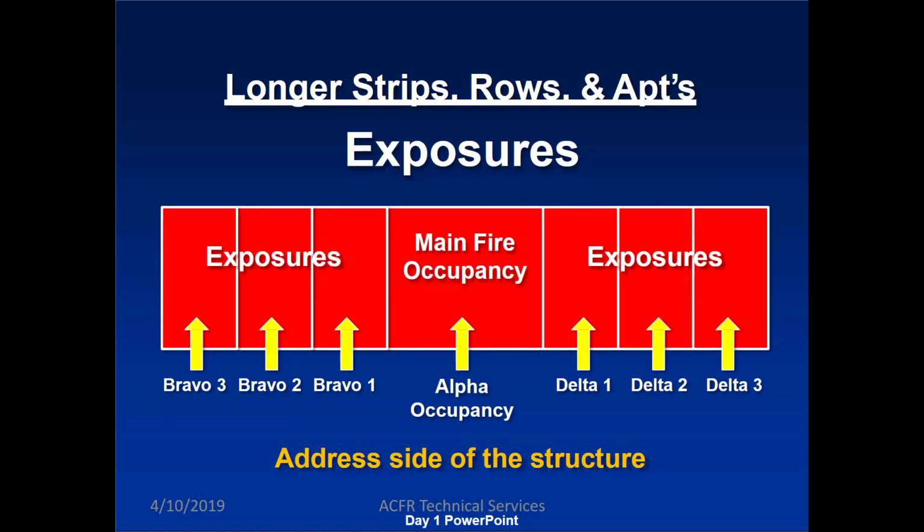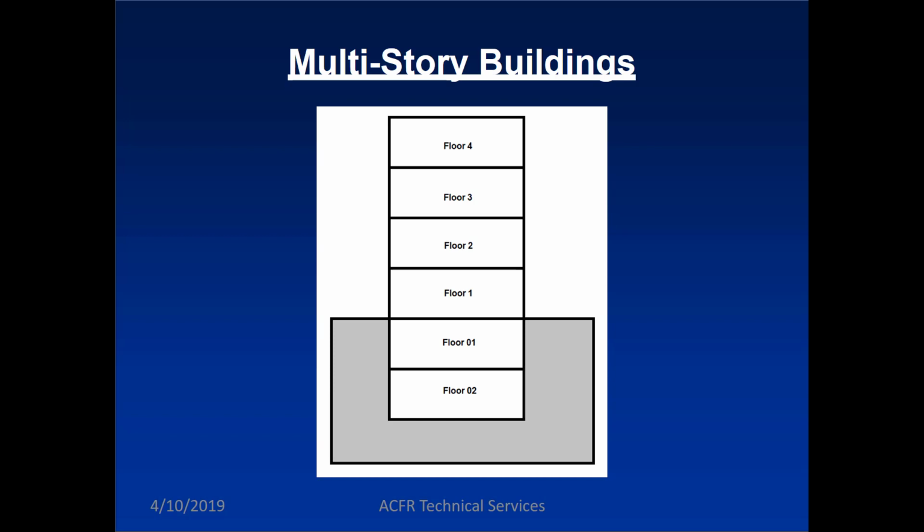In longer strips and rows and apartments, when we have exposures, you may have the main fire occupancy as the Alpha occupancy, with the Bravo 1, Bravo 2, Bravo 3 exposures going down the Bravo side of that, and Delta 1, Delta 2, Delta 3 exposures moving further down on the Delta side of that main fire occupancy. This standardizes this. On multi-story buildings, we have floor 1, 2, 3, and 4 that moves upstairs, and then floor 01, floor 02 as they go down into a basement.